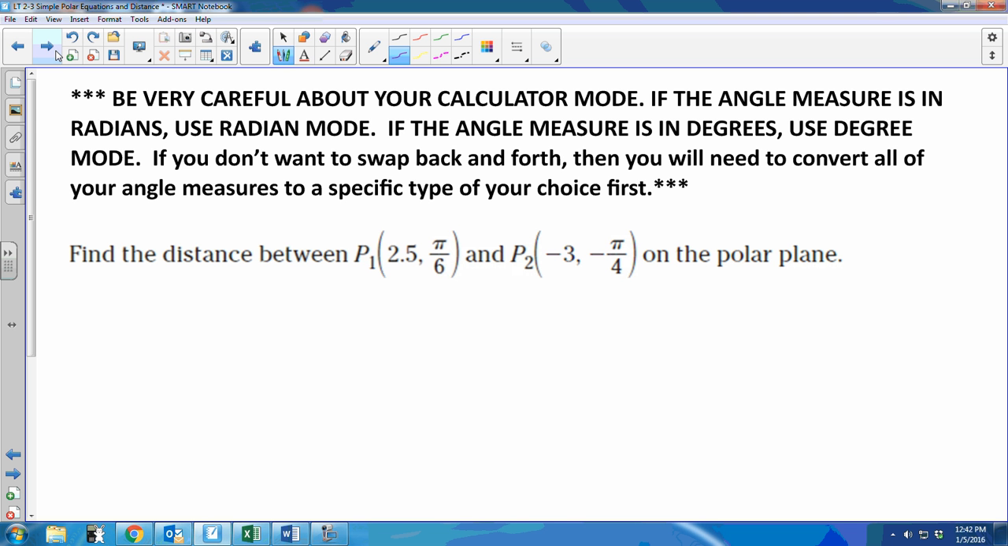So all I'm saying is giving you a warning to make sure that you realize that you might need to be switching back and forth, or you might need to change some things to be in the mode your calculator's in, or whatever you want to do. Just be aware. Everyone good? All right. Then to find the distance between the 2 points, we're going to fill in the law of cosines.